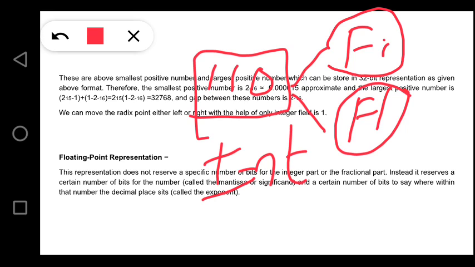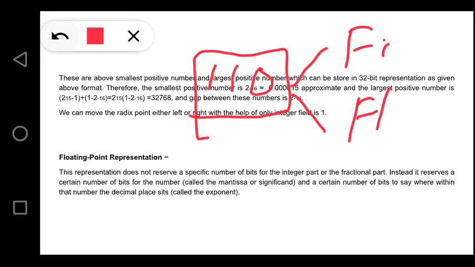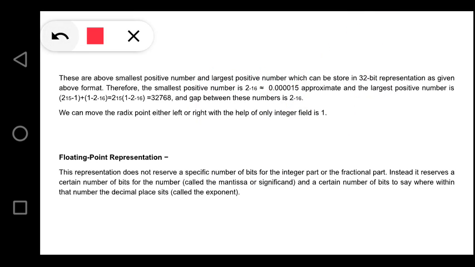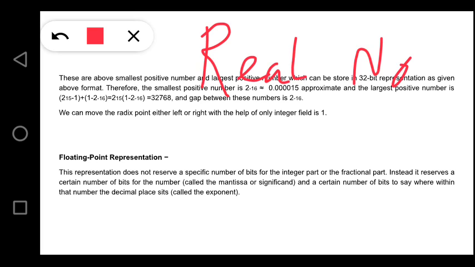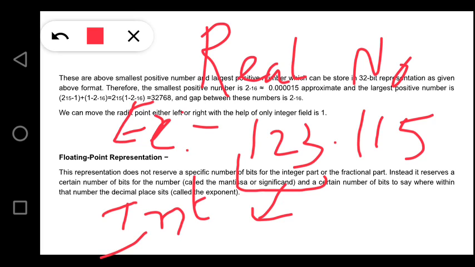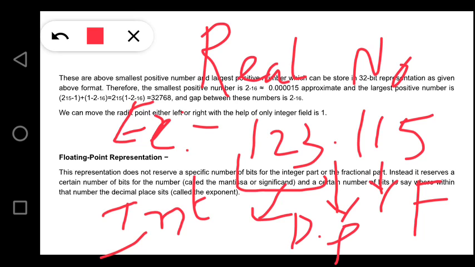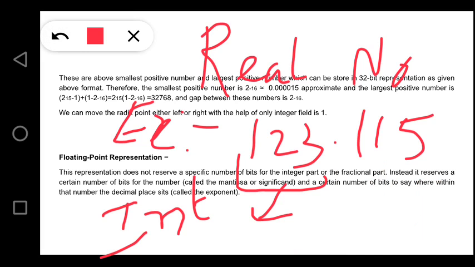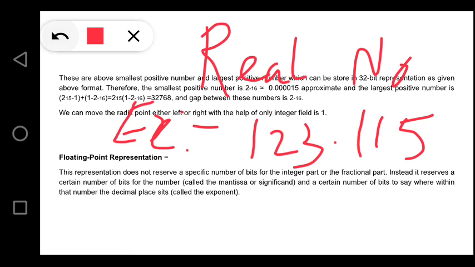but they only differ when it is required to represent a real number. As the name specifies, a real number contains both fractional part and integer part. Let's take an example, 123.115. This 123 is the integer part, 115 is the fractional part, and this is called the decimal point. So the decimal point is after 3 digits of the integer number.